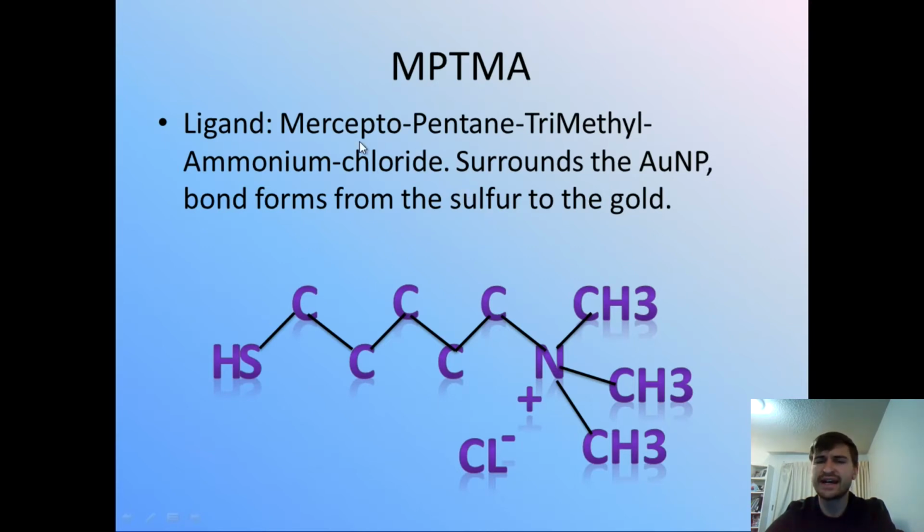Mercapto is an anachronistic term for a thiol group, this SH. It's an analog of alcohol, OH, but the sulfur is right below oxygen in the periodic table. And then the pentane, we've got 5 carbons. Our nitrogen here, that's the ammonium. Trimethyl, we have 3 methyl groups, and it is a salt. Nitrogen typically has 5 valence electrons, but because we only have 4 bonds to it, it's really only getting 4 electrons, so it has a positive charge. The chlorine has a negative charge, so when this dissolves in water, it dissolves very well.